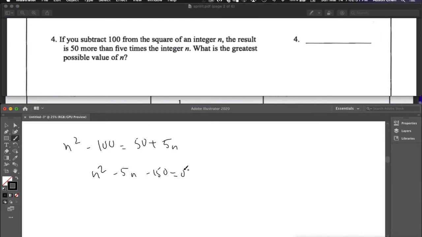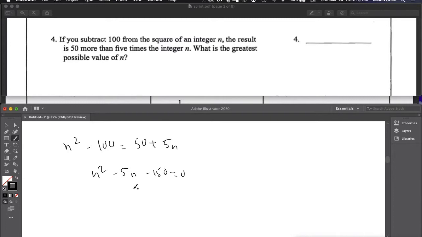No, this is just a quadratic equation in n, and you're trying to solve it. So you just solve it. We're going to have two solutions to n in our quadratic equation, and we just want to find the greatest one. So you first look to factor it if possible, and this is factorable.